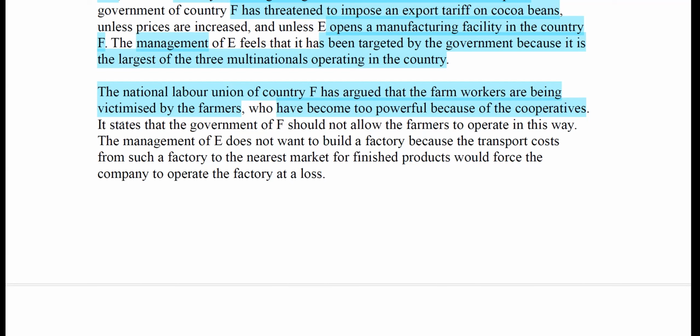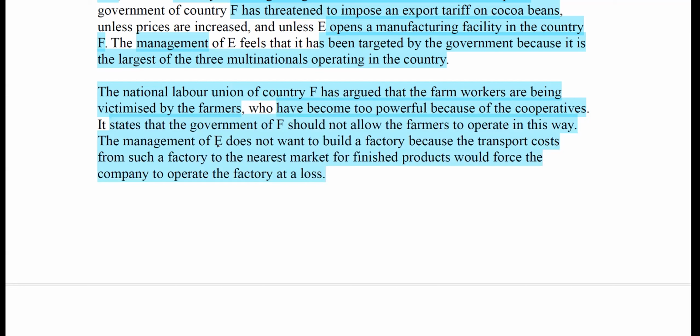Okay. So it states that the government of E allows the farmers to operate in this way, right? The management of E does not want to build a factory because the transport costs from such a factory to the nearest market for finished products would force the company to operate the factory at a loss. So we have to try to find a compromise with the current government, who supports business, right?